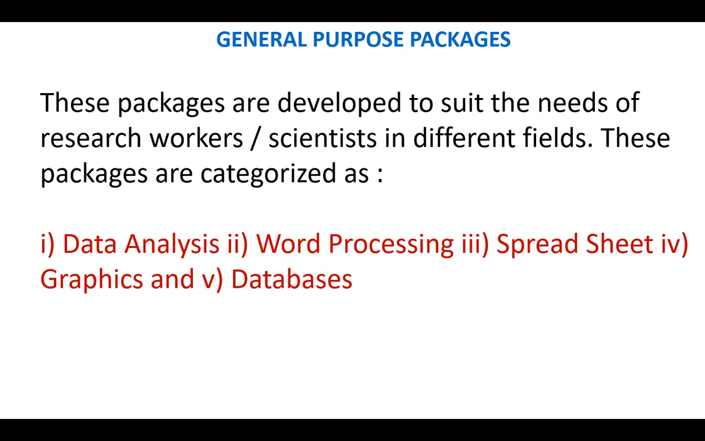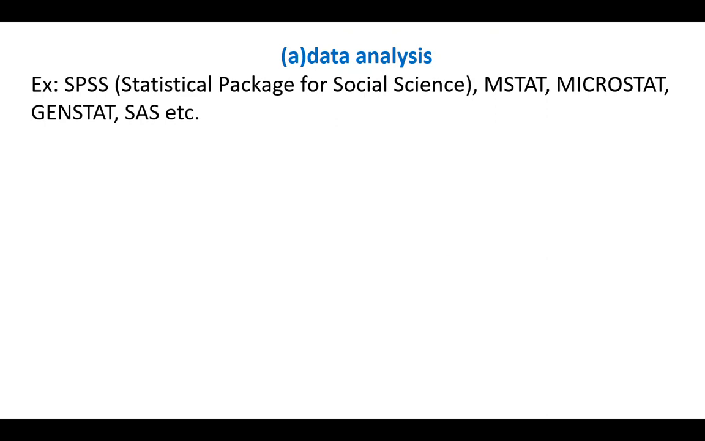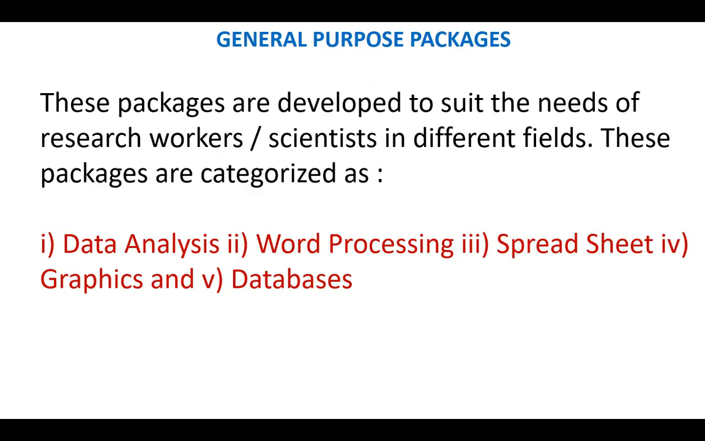Alright, so let's look at some examples. For data analysis, we have the Statistical Package for the Social Sciences. There are also Microstat, Genstat, SAS, all those. And then we have examples of word processing. Okay, first let me just look at this. Yes, this is what I was talking about. There's data analysis, and then there's word processing, spreadsheet, graphics, and database. So these are some of the most important general purpose packages.